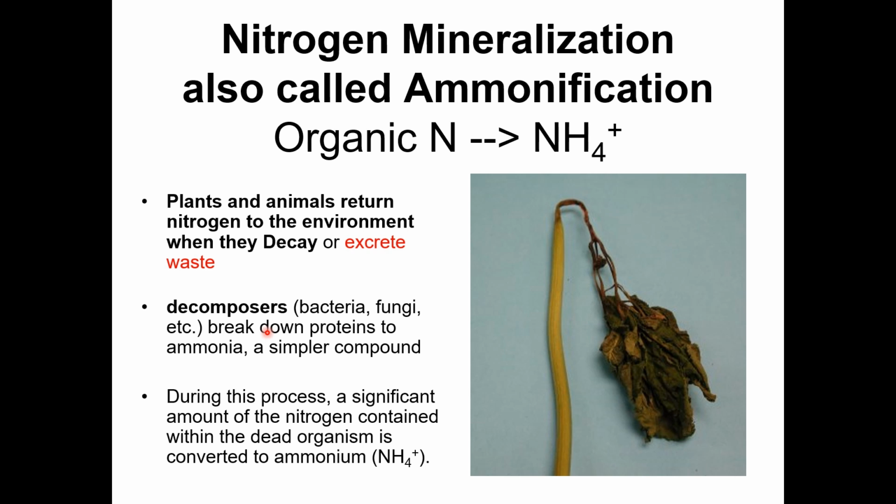So what does this decomposer do? They break down the proteins and ammonia that are present in the plants and animals into simpler compounds. I repeat, they break down the proteins into simpler compounds. During this process, a significant amount of nitrogen in the dead organism is converted to ammonium. That's why we call the process ammonification. The organic nitrogen that is available in the plants and animals is converted into ammonium.